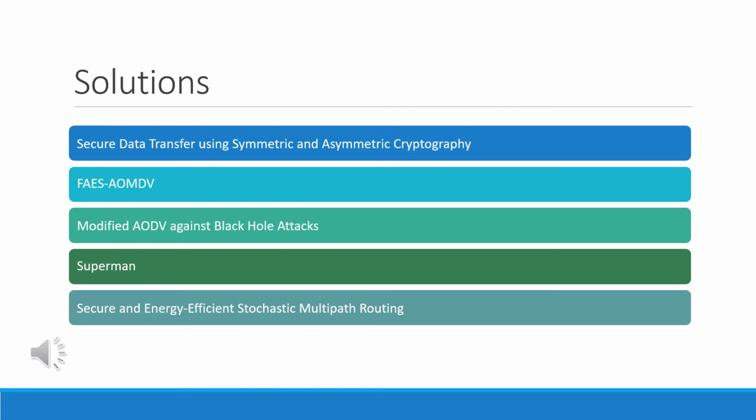Today, I will go over five proposed solutions that I've reviewed from the literature on this topic. These are secure data transfer using symmetric and asymmetric cryptography, FAES-AOMDV, modified AODV against black hole attacks, SUPERMAN, and secure and energy-efficient stochastic multipath routing.